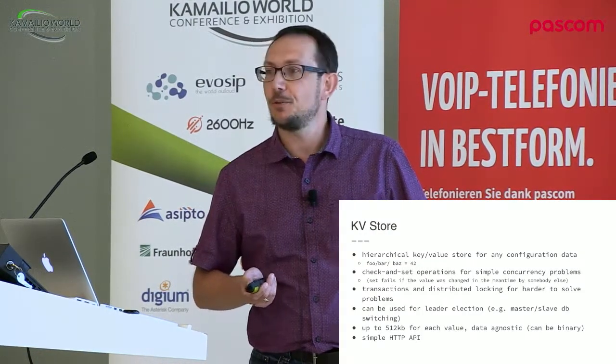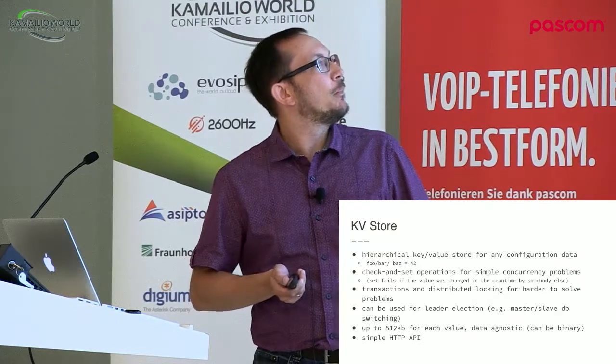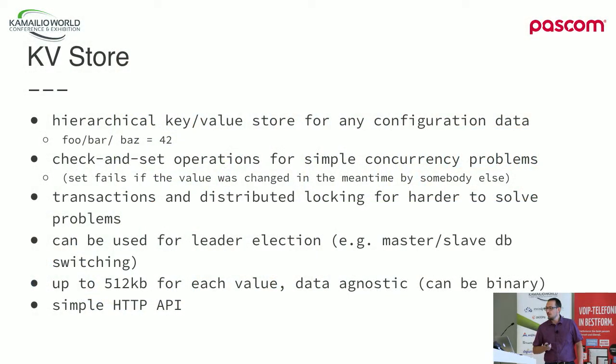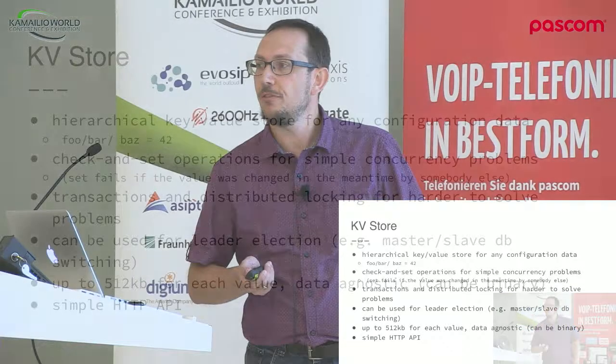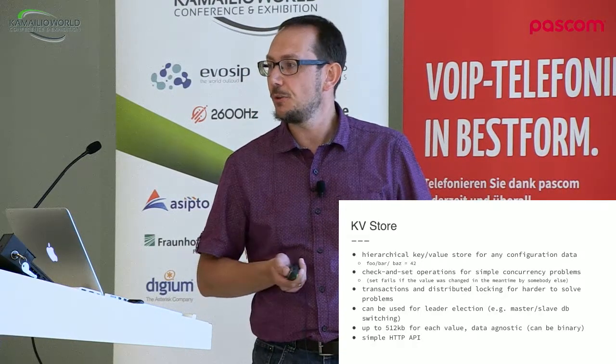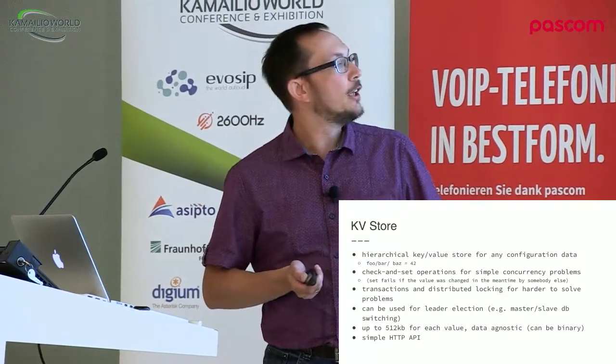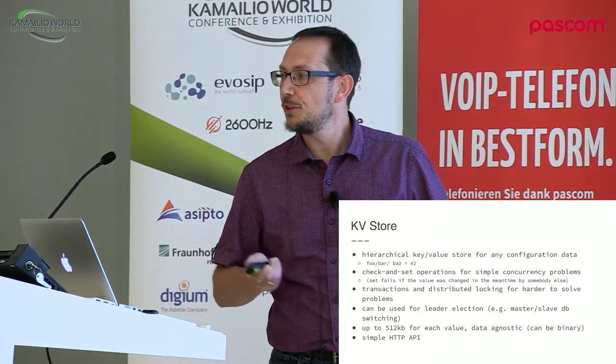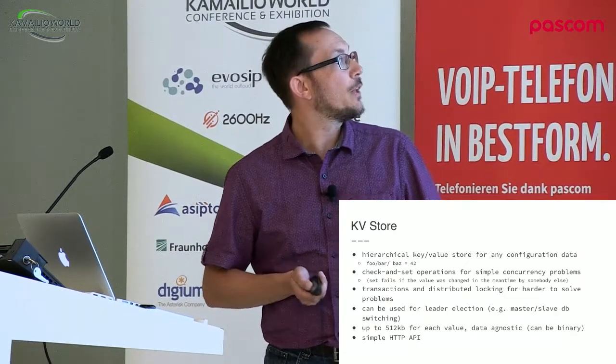It can also be a KV store, a hash table. It's not Redis, but it has a few nice features. Especially it's hierarchically organized, so it has kind of folders and values. A value can have up to 512 kilobytes of data, and it's data agnostic, so it's basically stored as base64. You can put binary into it, you can put JSON into it, it doesn't matter.